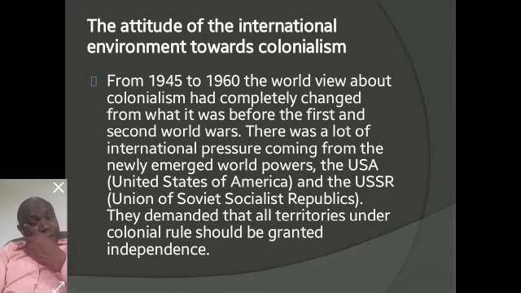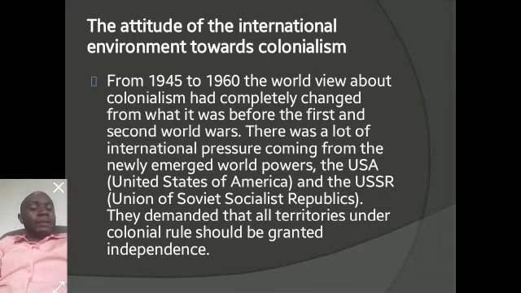Well, after the First and the Second World War, new world powers emerged. America and the USSR, who joined the Allied forces to fight the Germans and the rest in the First and Second World War, eventually emerged as new world powers, and their views about colonialism were different from what they used to be. So they urged the colonial powers to grant independence to all territories under colonial rule.